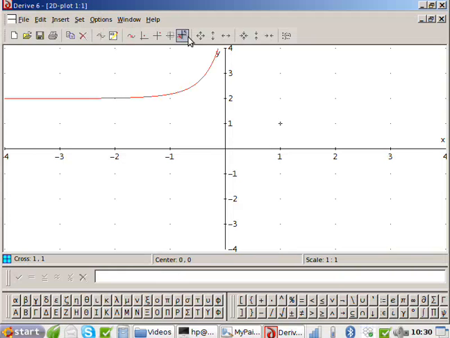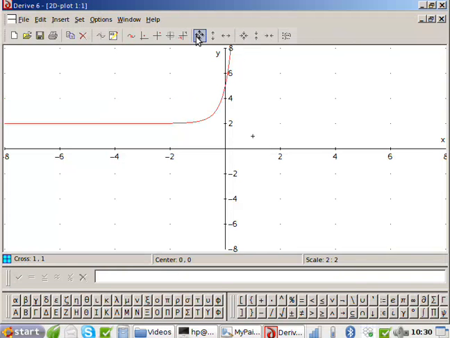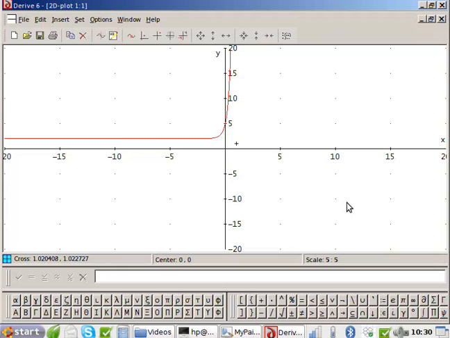f of x equals 2x squared plus x plus 2. g of x equals x squared. So I want you to calculate f of g of x. Try it.